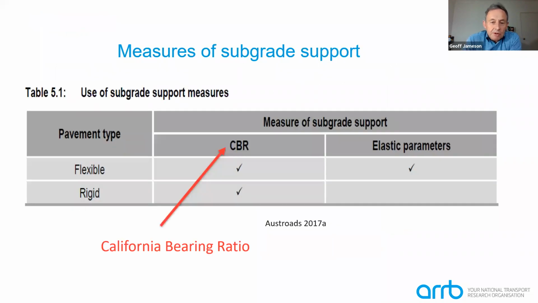In terms of the Austroads system of design, the California bearing ratio is still widely used. It's been in use for about 80 years throughout the world, and it's still widely used in Australia to estimate the subgrade support. As I'll mention, we can also measure the modulus and come up with the elastic characteristics. But at the moment in Australia, we largely use the CBR test.